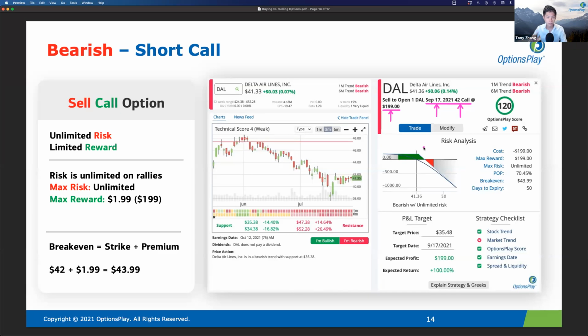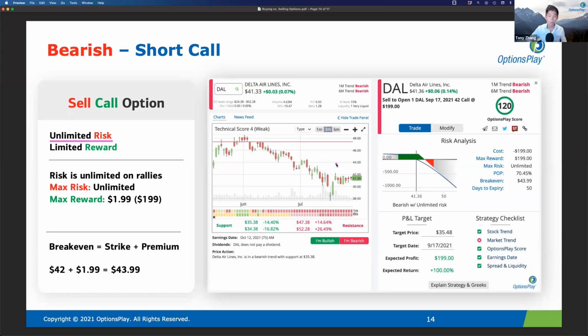Now, this strategy is, in my opinion, the one that investors should generally avoid. And the reason for this is because you truly have unlimited risk. So many of you have seen what happened in the markets with some of the hedge funds that were short stocks like GameStop and AMC. The risk to the upside is unlimited. If the stock keeps going higher and higher and higher, you will lose more and more money. And a short call has the same risk that you have as shorting the stock.